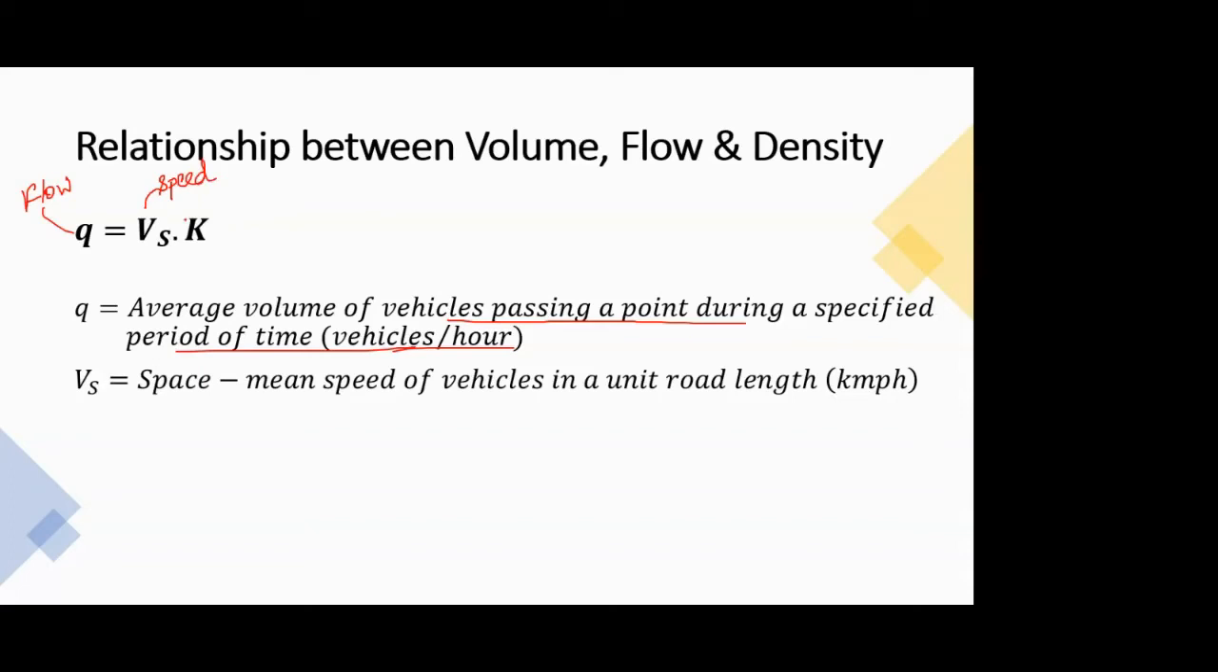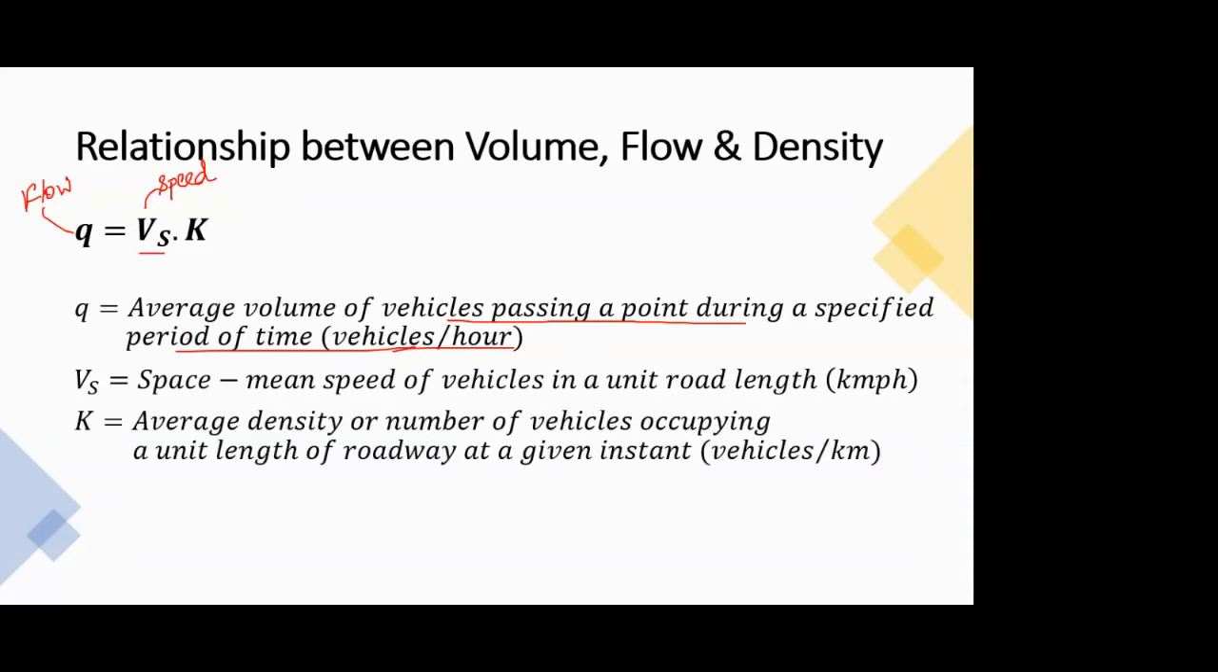Now you have seen what is space mean speed, we have seen in the types of speed. So space mean speed is nothing but you have to take the average of all the vehicles in a particular space or length over a particular duration, and that is considered as the space mean speed. So that is the Vs over here, and K is obviously the density value, that is the number of vehicles occupying a unit length of roadway at a given distance.